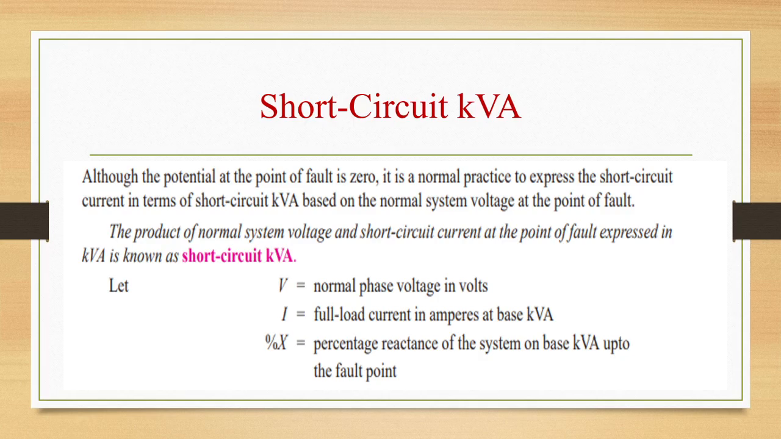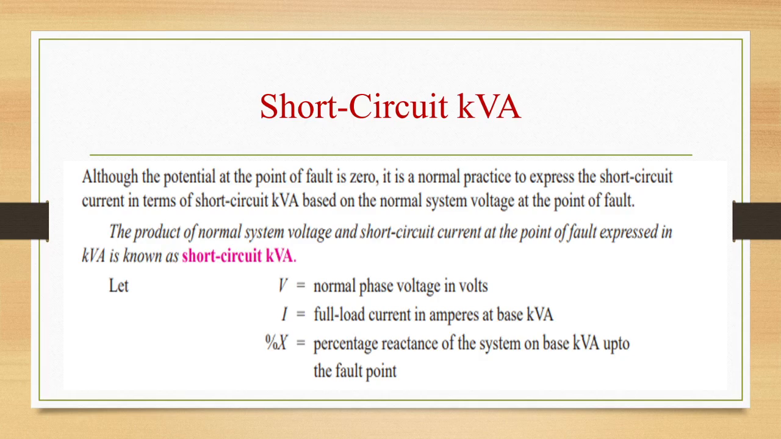What is short circuit kVA? The product of normal system voltage and short circuit current at the point of fault expressed in kVA is known as short circuit kVA. Let V be the normal phase voltage in volts, I the full load current in amperes at base kVA, and percentage X the percentage reactance of the system on base kVA up to the fault point.